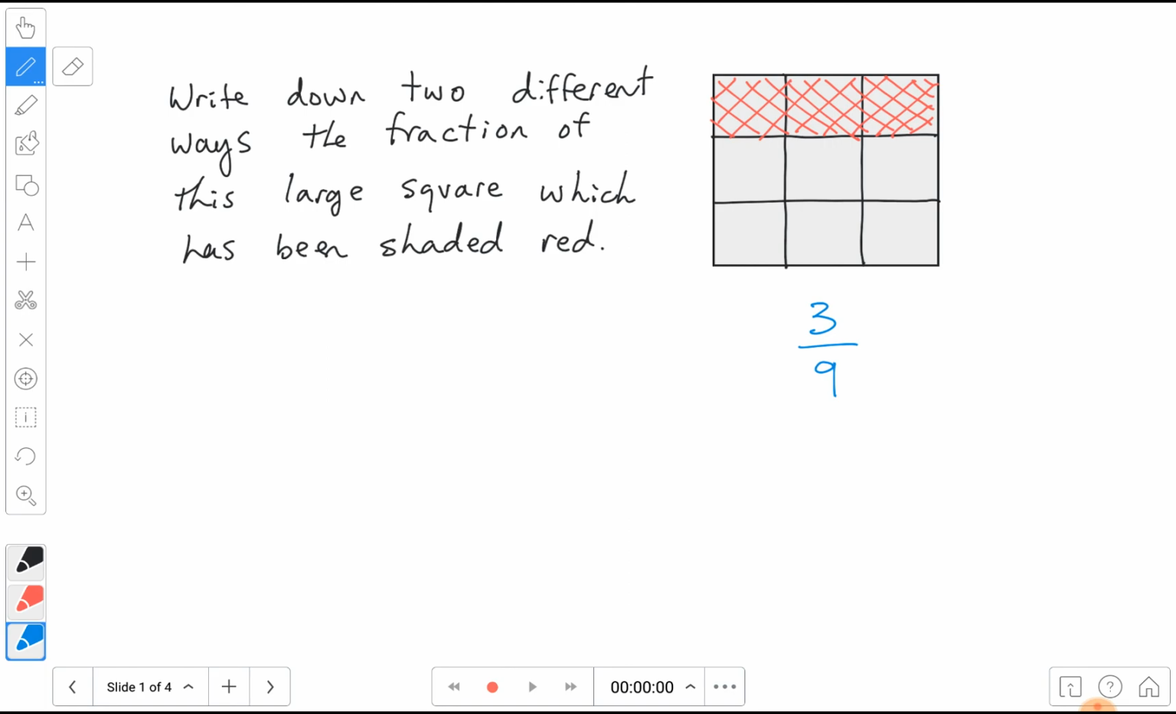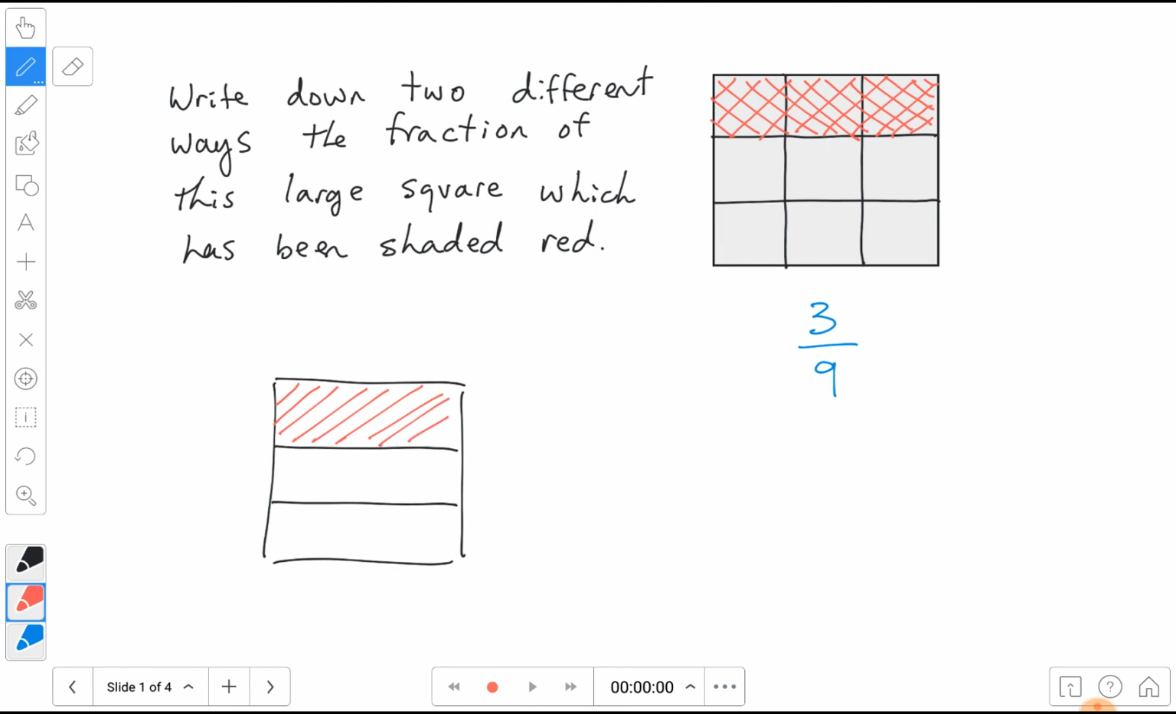But we're looking for two different ways that we can write this down. If we look at this, we'll notice that it can also be split up in different ways. If we took away these two vertical stripes, we would have the same square, which I'll draw freehand over here. If you take away the vertical stripes, you're just left with two horizontal ones, and this part has been colored in red. So we've drawn basically the same thing.